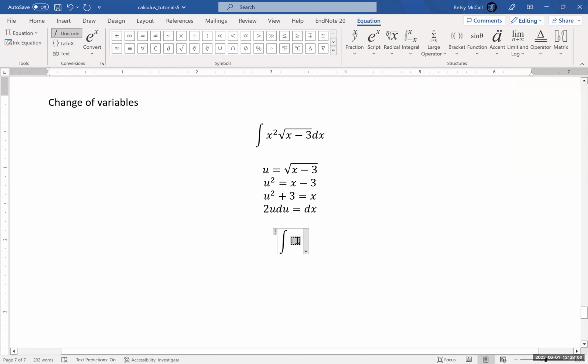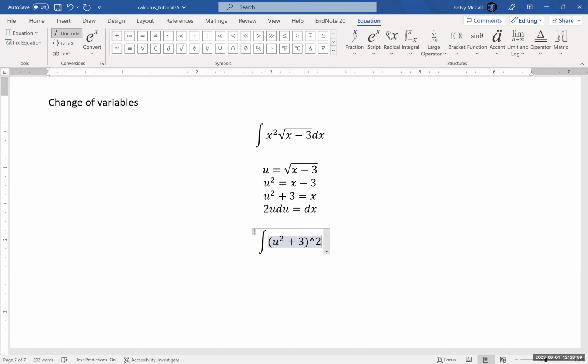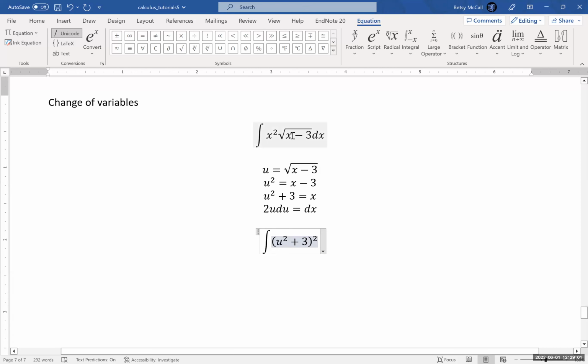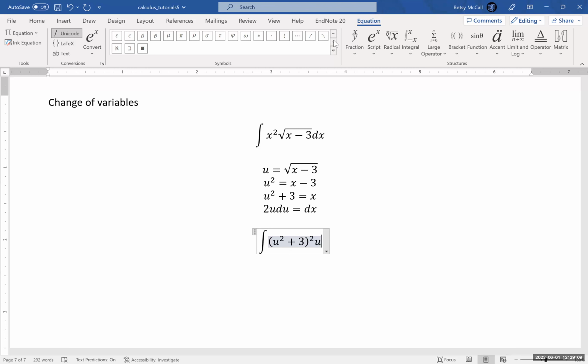in terms of u. So x squared is going to become u squared plus 3, squared. And then the radical is u, and then the dx becomes 2u du.